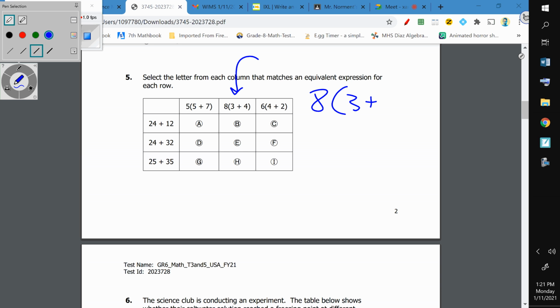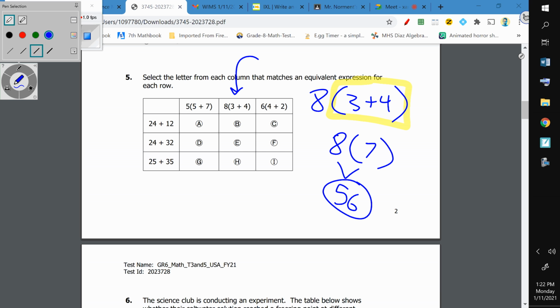Now, think of PEMDAS. Parentheses, exponents, multiplication, division, addition, subtraction. Now, there are parentheses here. And these are the parentheses. So we're going to do what's inside the parentheses first. We're going to do 3 plus 4. And when we do that, 3 plus 4 is 7. And now we have 7 inside the parentheses and we have 8 outside the parentheses. And what do they mean when they're side by side? That's either 8 plus 7, 8 times 7, 8 minus 7, or 8 divided by 7. And when they're side by side, you should remember that that means multiplication. 8 times 7 is 56. Now, I don't see 56 here, here, or here.